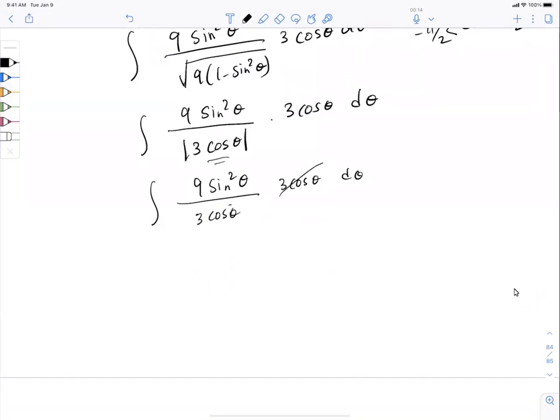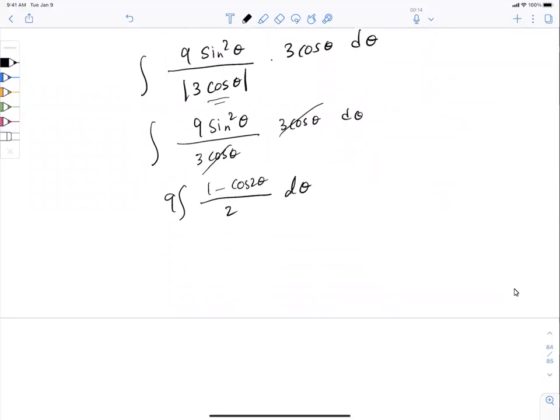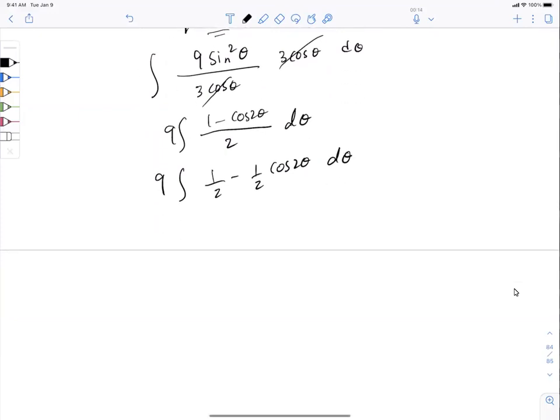Now, of course, this is the easy part. You get 9 sine squared theta, which can be written as 9 times (1 minus cosine of 2 theta) over 2. And then that can be integrated. That's basically just integrating 1/2 minus 1/2 cosine 2 theta, and then I get 9/2 times theta minus 9/4 sine 2 theta plus C.